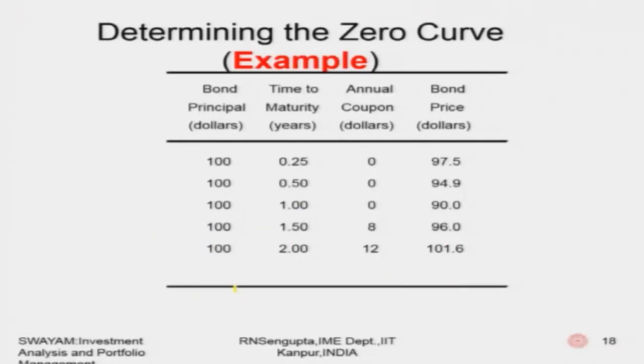So, let us consider an example. The bond principal values are given in the first column, time to maturity is given. Now, remember here the time to maturities are a little bit different with respect to the actual information based on which we will solve the problem. Time to maturity is given in the second column, which is in years. So 0.25, 1/4 of a year, half a year, 1 year, 1.5 years, 2 years.